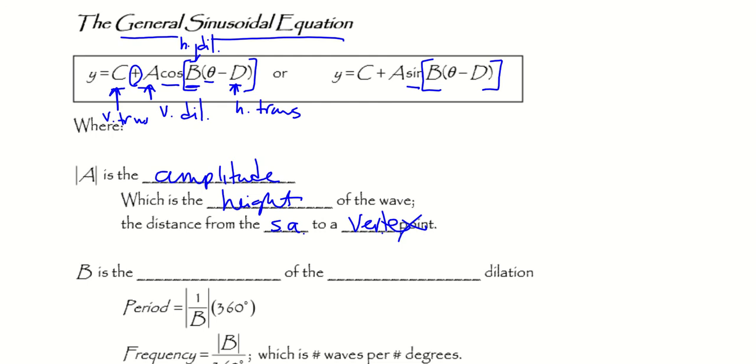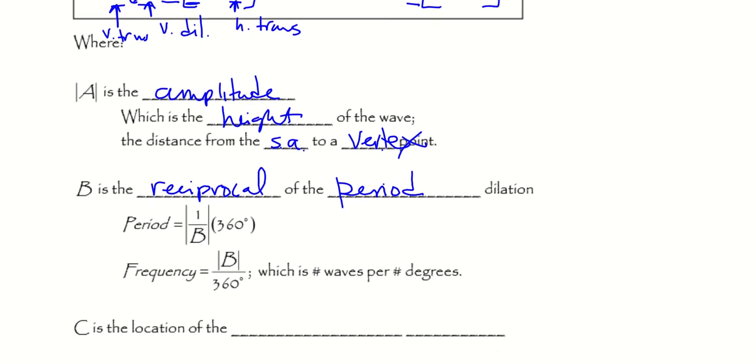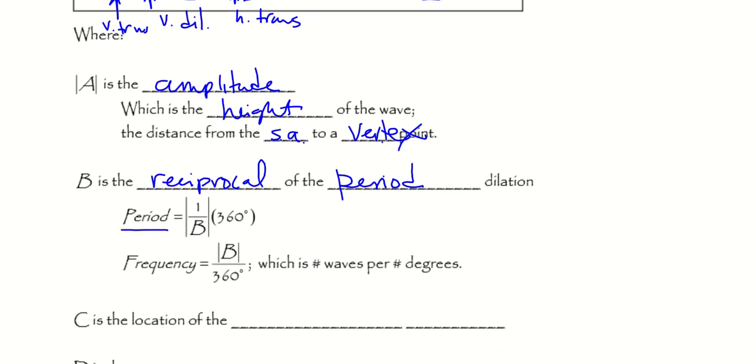B, that's the number inside the function that's being multiplied by the variable. B is actually the reciprocal of the period. So B by itself doesn't give you an element of the wave. We have to do a tiny bit of math with B. And to find the period of the wave, we're going to take 1 over B, its absolute value, and multiply it by 360. Or we can say that that is 360 degrees divided by the absolute value of B. And what that gives us is the number of degrees per wave.